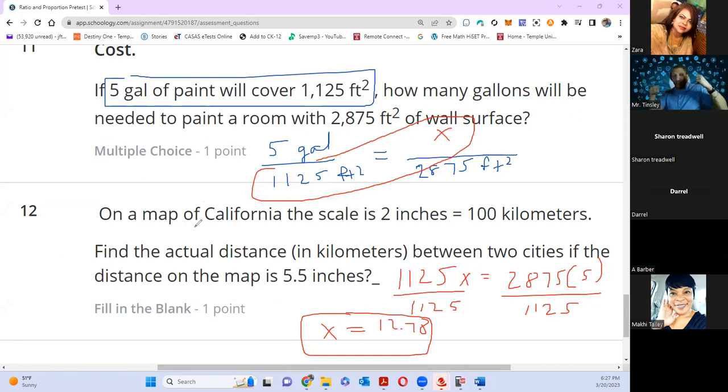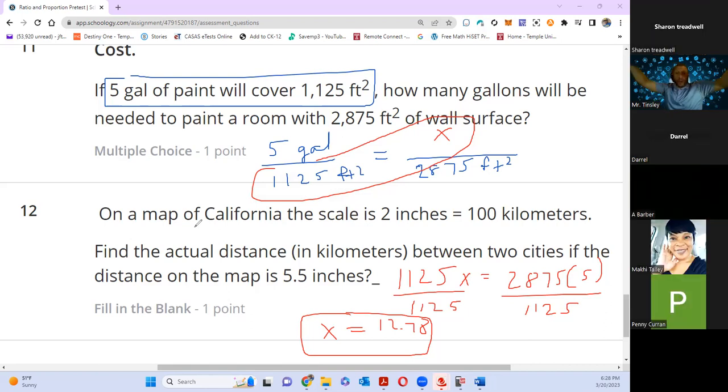So what most people think is I need to round this off. It's not about rounding off. How do you buy gallons? You buy gallons as a whole. Yes. So either I buy 12 gallons or I buy 13 gallons, right? If I bought 12 gallons, would I have enough paint?